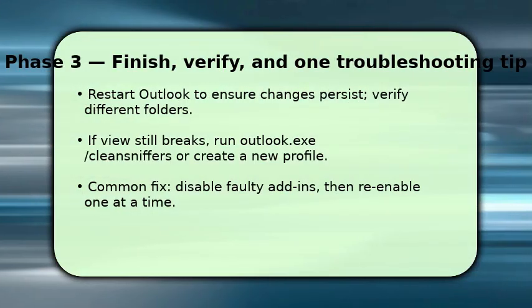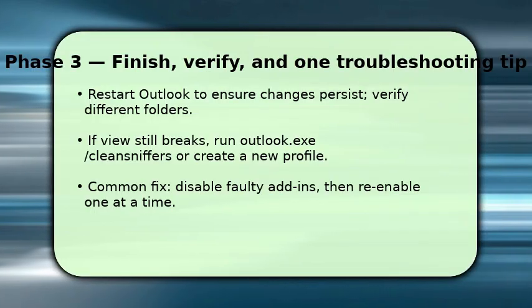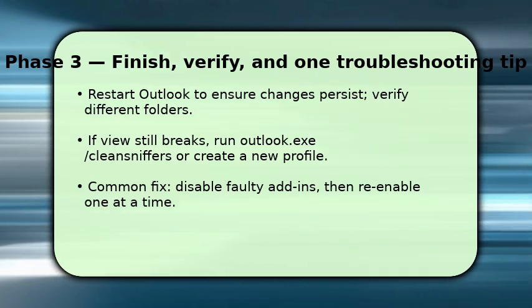Finish by restarting Outlook and checking that your default columns, sort, and reading pane behave as expected. If problems persist, run the command line cleanup switches like Outlook.exe /cleansniffers or create a fresh Outlook profile. These address corrupted view caches.